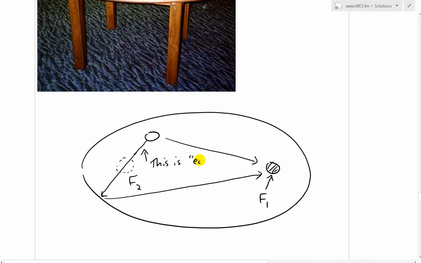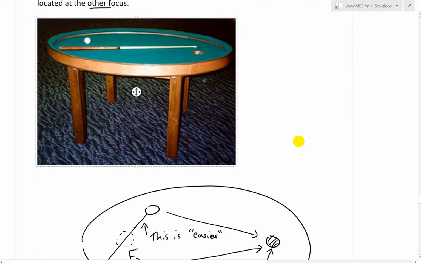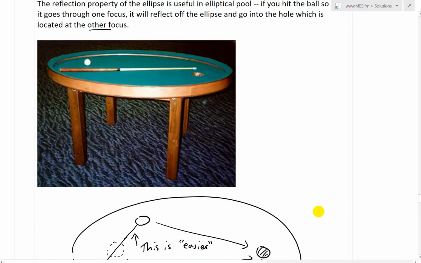I put that in quotation marks because I'm not 100% sure. I haven't played elliptical pool, but this is practical. Instead of just aiming at it the long way, you should do that. So yeah, pretty cool stuff. If you have an elliptical pool table, let me know how it works. I wanna get one too. So yeah, that's a cool application of ellipses.